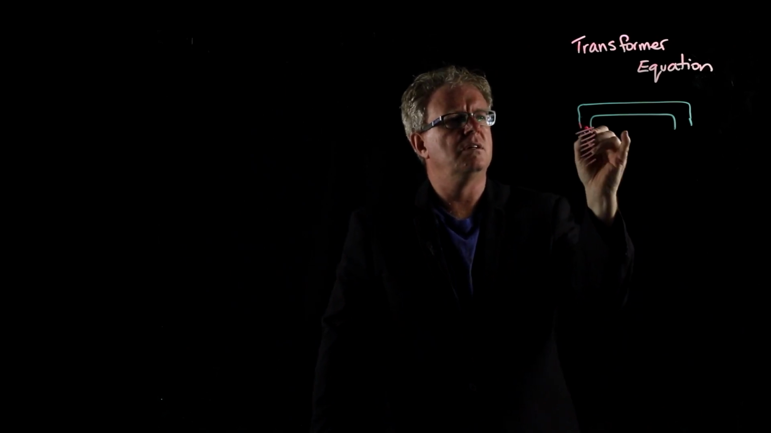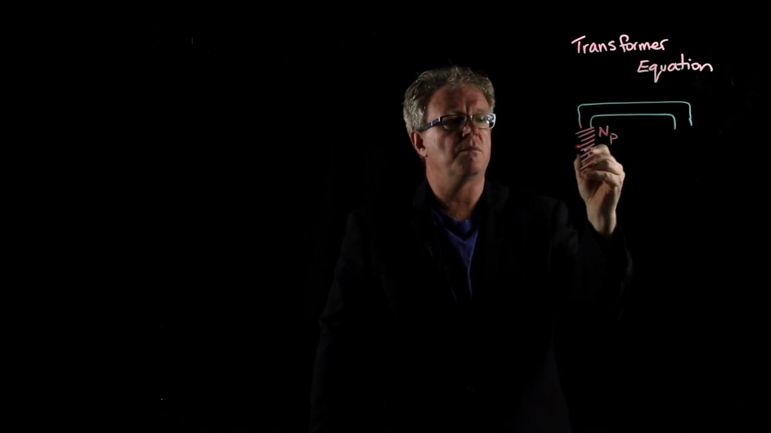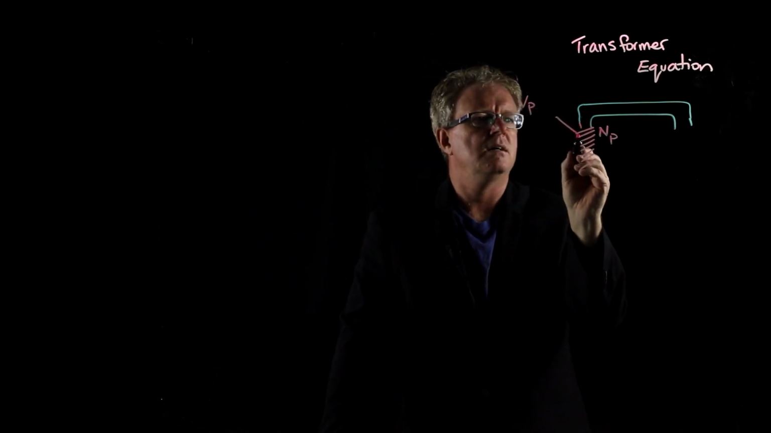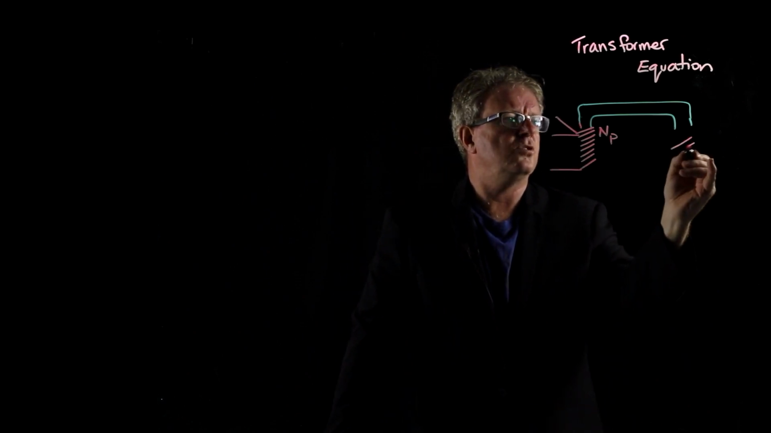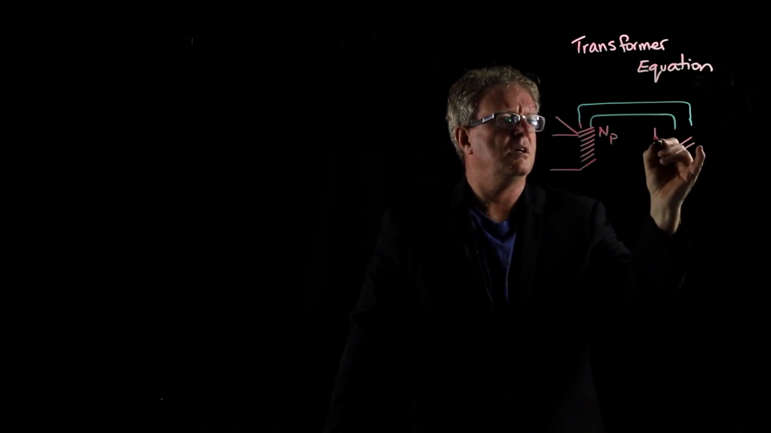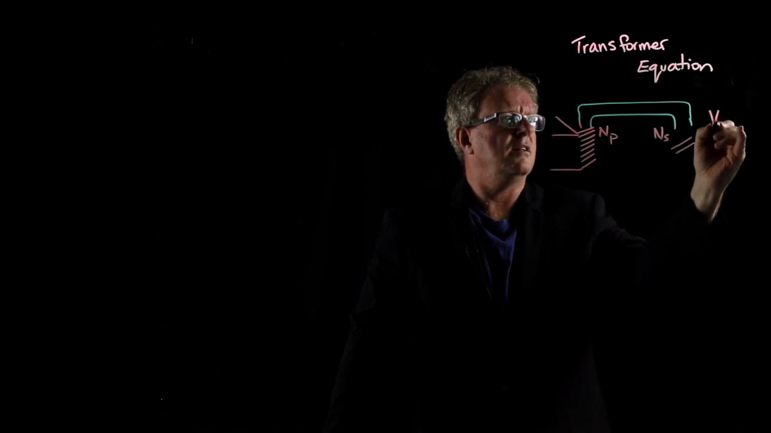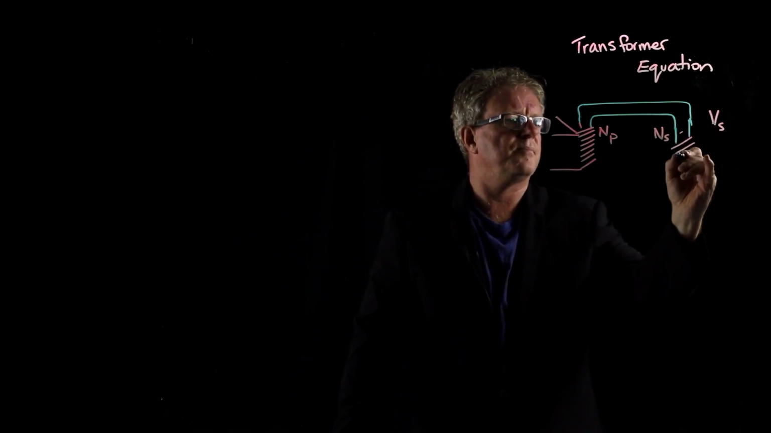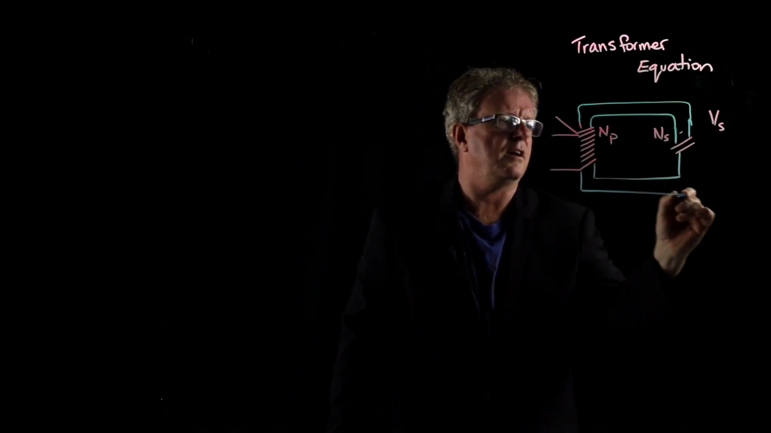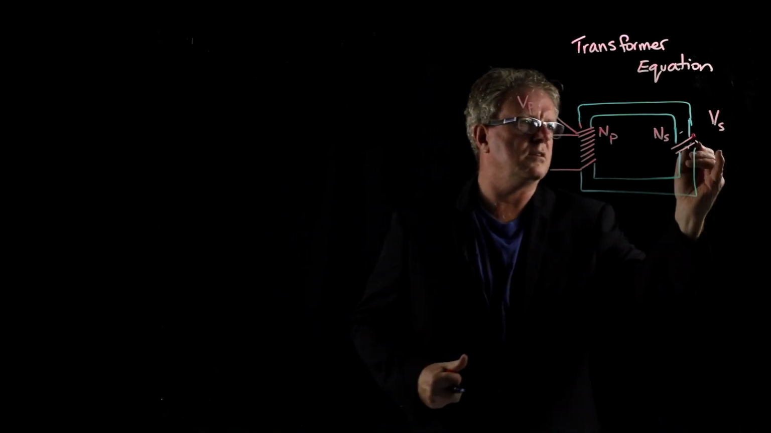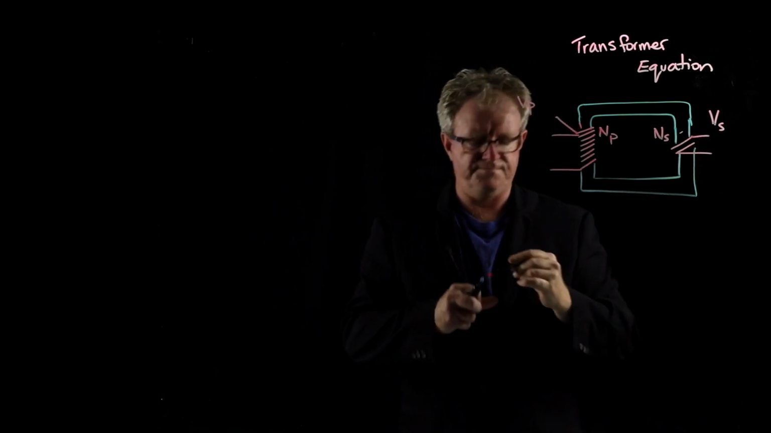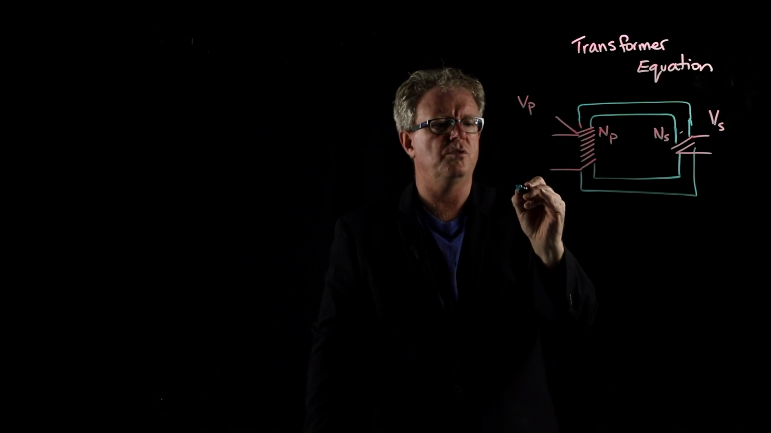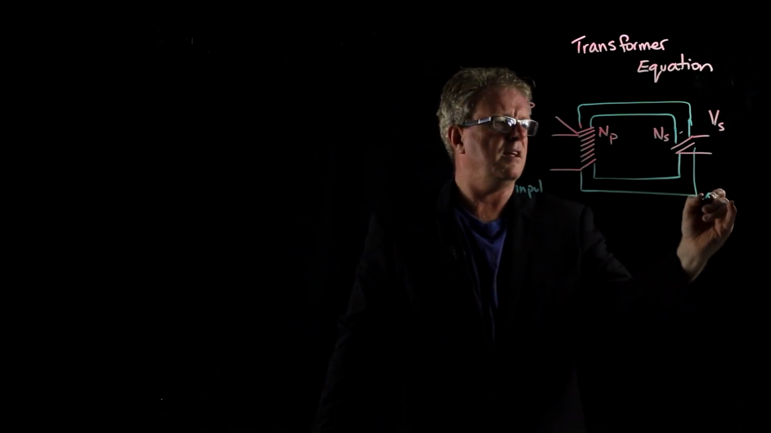Let's call this NP for the number of coils in the primary coil, and the voltage is going to be VP. Okay, and let's just do the same on this one over here for the secondary. So secondary coil, and then the voltage in the secondary coil. Let's move this down like that, and we'll add some wires. So there we have our fundamental basics: the input coil, the primary, and the output.